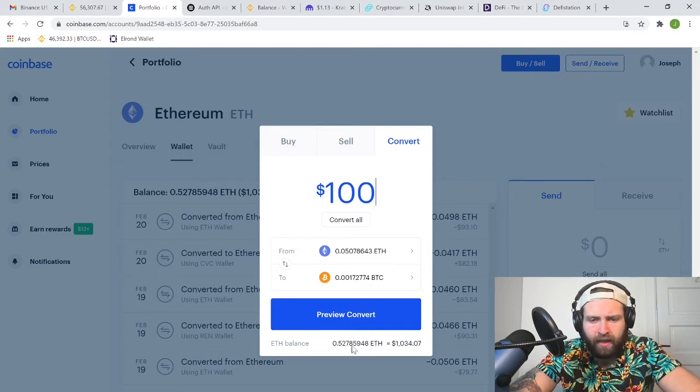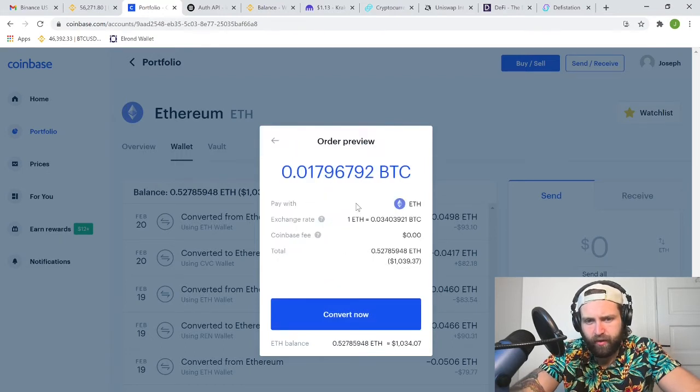So my total Ethereum count, 0.5278, will be transferred over into Bitcoin. And that equivalent value of Bitcoin, since it's more expensive, is 0.00172. So I'm going to hit preview conversion, although just keep in mind, if you ever wanted to convert your whole amount of a certain coin, you can hit convert all. It will do that calculation for you and then get ready to preview that conversion.